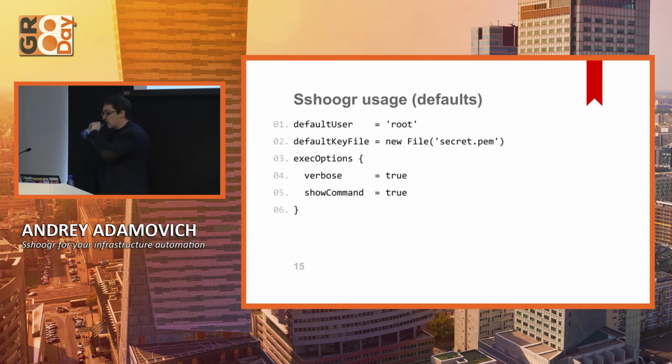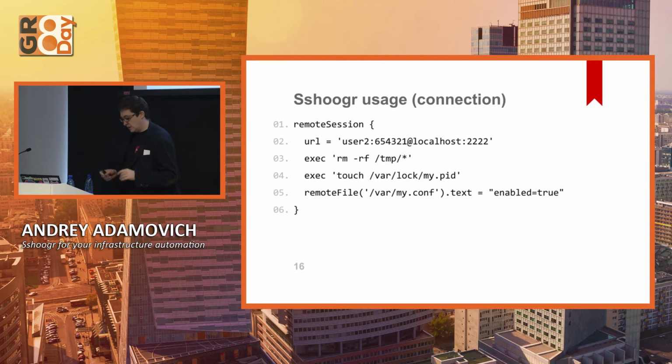After that, you can set up some defaults, like what is going to be the default user, what can be the default key file, default password, stuff like that. Set up different login options, and you're pretty much ready to go at this point. So all the work for making the remote command execution and SSH connectivity happens inside the remoteSession method, which takes a closure.